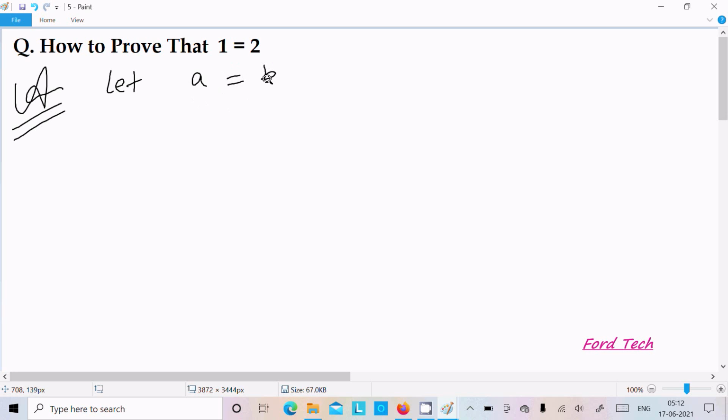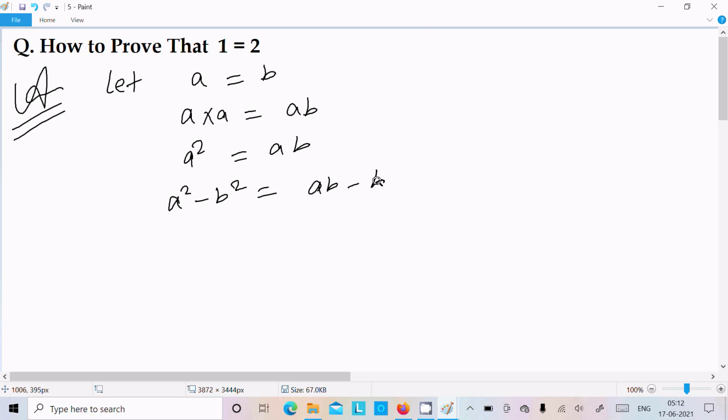Thereafter, multiply A on both sides. So here, A into A, and A into B is AB. So here, it becomes A square equal to AB. Now thereafter, I'm going to subtract B square on both sides. So here A square minus B square and AB minus B square. So this cancels, there is no effect.